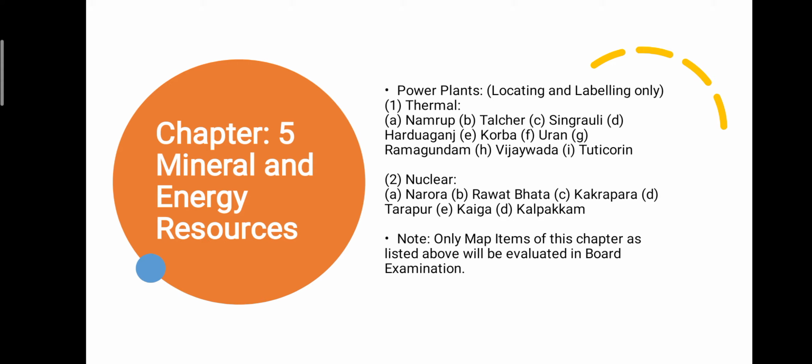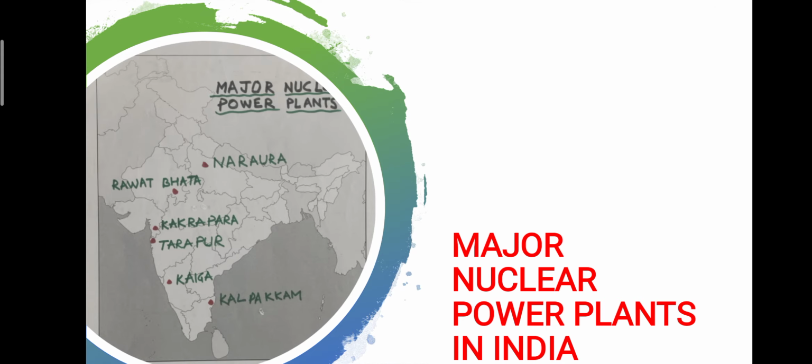We have 6 major nuclear power plants in India which are going to come in the board exam: Narora, Rawatbhata, Kakrapara, Tarapur, Kaiga and Kalpakkam. Now we'll locate and label these 6 nuclear power plants in the map of India. Yes, as you can see, first of all, Narora in Uttar Pradesh we have located and labeled. Then in Rajasthan, Rawatbhata we have done. Then if we move further south, Kakrapara we have done in Gujarat, southern part of Gujarat.